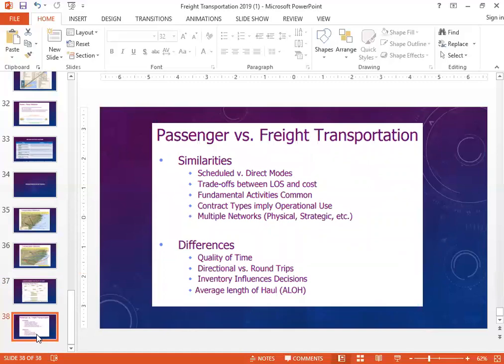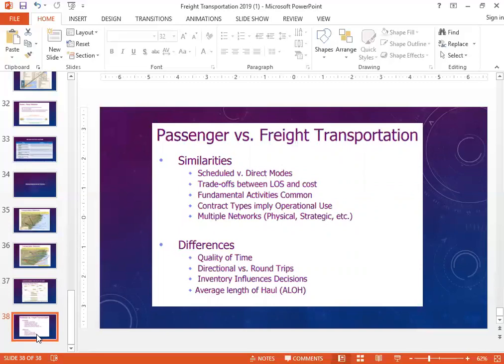Finally, on this slide, I do want to mention that there are certain similarities and differences between normal passenger transportation and freight transportation or goods transportation. And the similarities are the scheduled versus direct modes, the trade-off of level of service and cost, the types of contracts that are used, and generally laying out a network. The fundamental activities are pretty much the same, right? You're getting from one place to another. But the difference is the quality of time. Usually for passengers, it's less, and more if you're transporting goods.